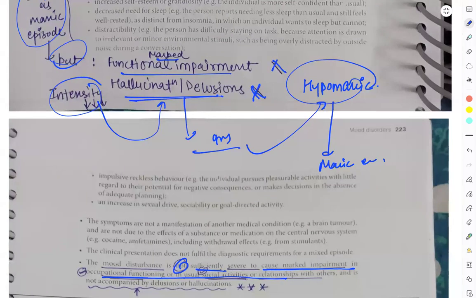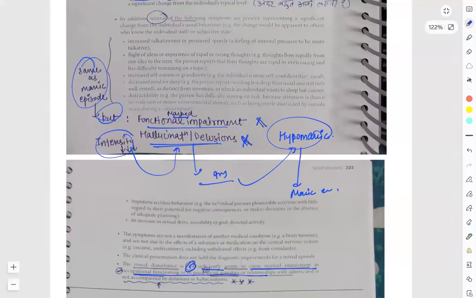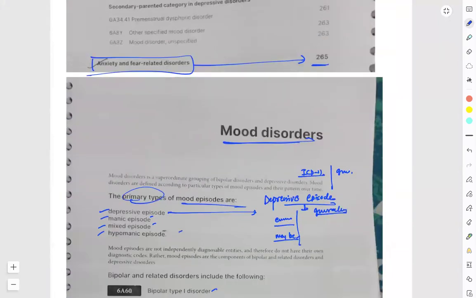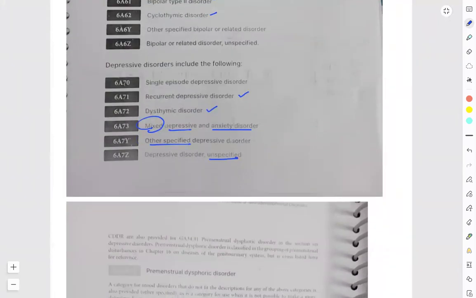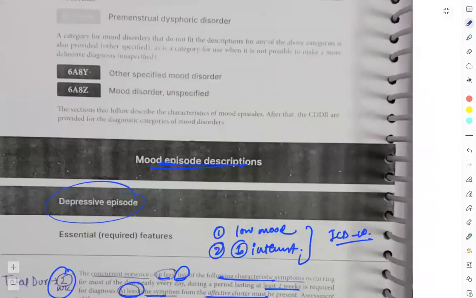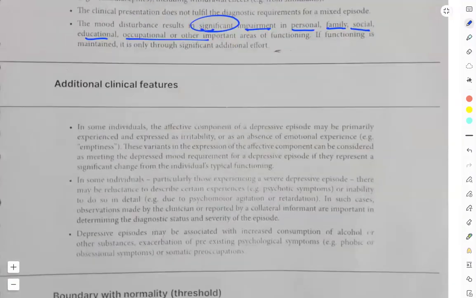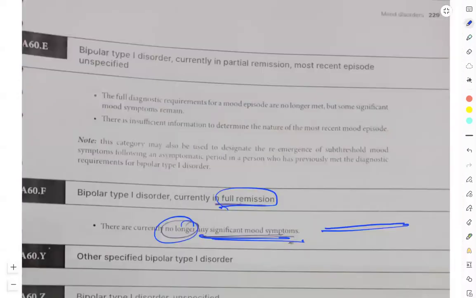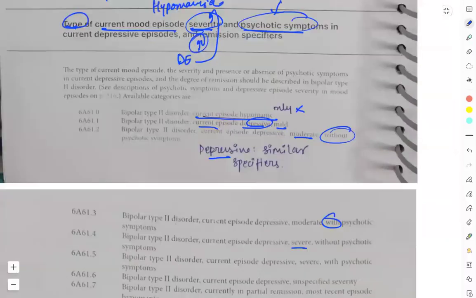So what they have done is they have segregated them into single episode depressive disorder. If you come back here, under the mood disorders, depressive disorders include the following: single episode depressive disorder, recurrent depressive disorder, dysthymic disorder, mixed depressive and anxiety disorders, and other specified and unspecified. So we're going to look into the details of these four. Very, very simple, because we already understand the types of episodes that they use to segregate all of these in bipolar and depressive episodes. So I'll just go back down.